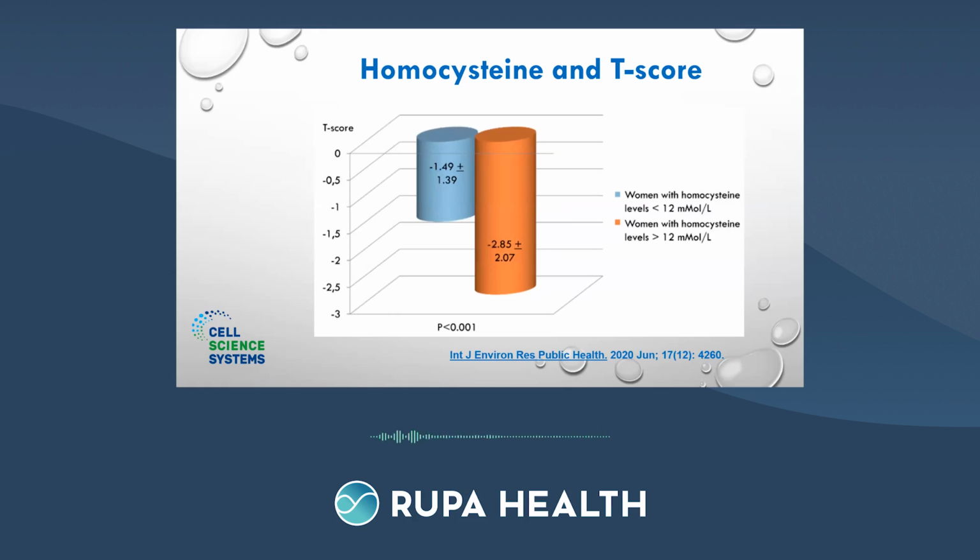They looked at women with homocysteine levels greater than 12, and women with less than 12. And once again, you can see the T-score on the BMDs correlated with the homocysteine. So once again, a functional test.